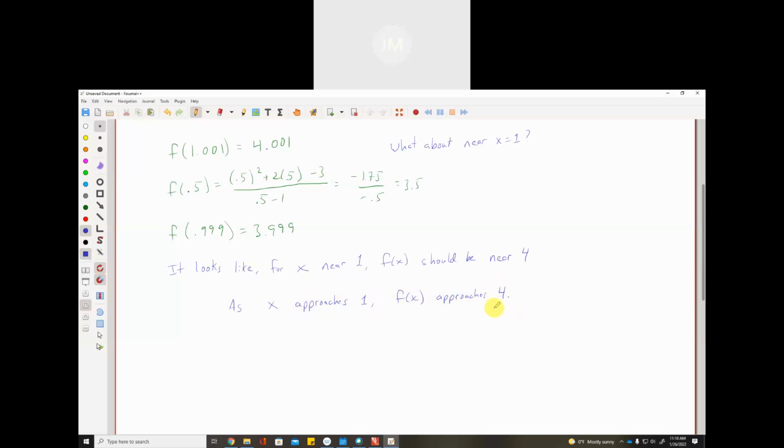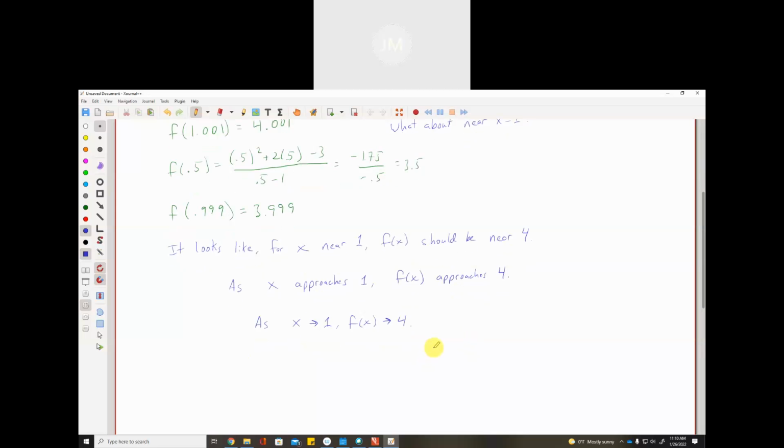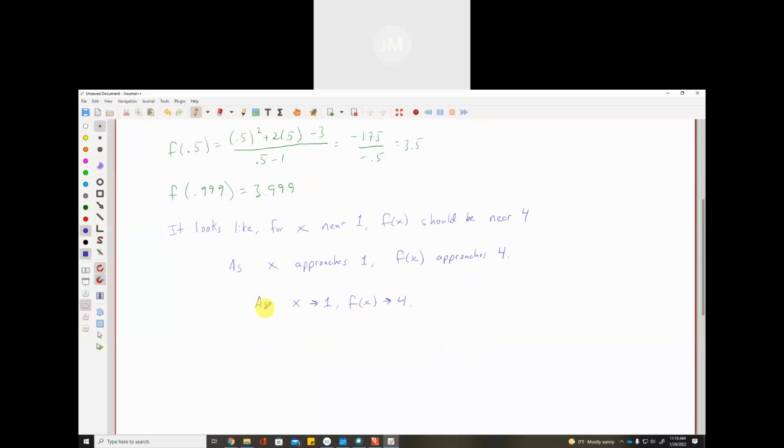Okay. In math, we like to replace as many words as possible with symbols. So instead of saying approaches, we'll just use a little arrow. So a way that I could represent this a little more mathy is as x, and I'll use an arrow to signify approaches 1, and f of x, arrow 4, right? Approaches 4. Okay. So that's sort of describing what's going on here.